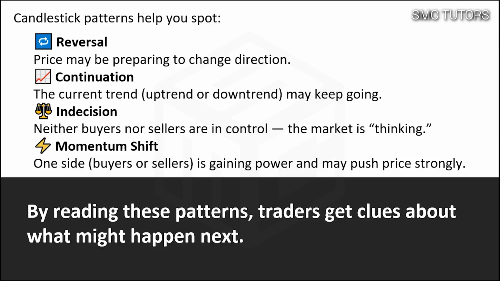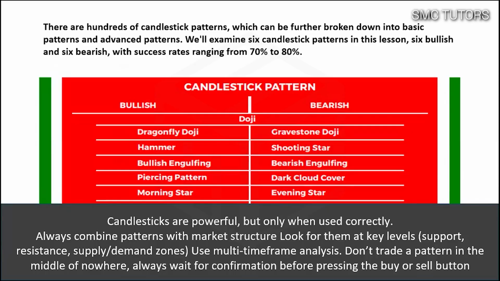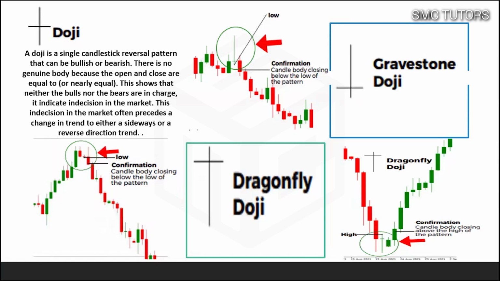There are well over 100 candlestick patterns out there, but today we are focusing on just 12: 6 bullish and 6 bearish. These patterns typically have a success rate between 70 and 80% when used correctly and at the right zone. So let's get started. We are starting with the Doji candlestick.